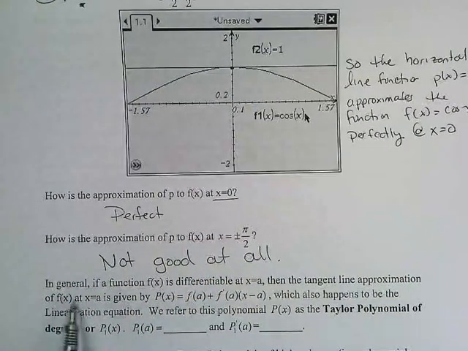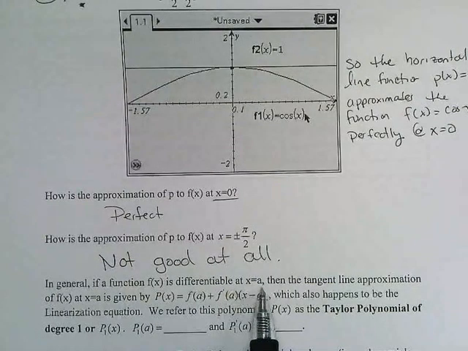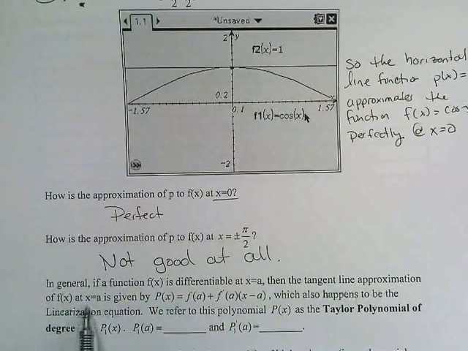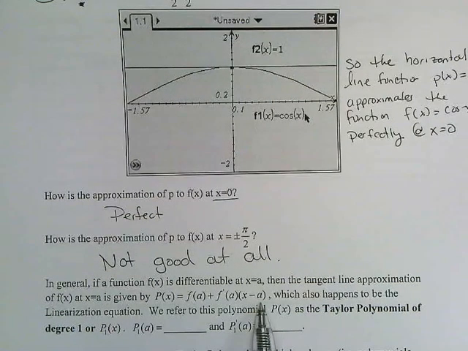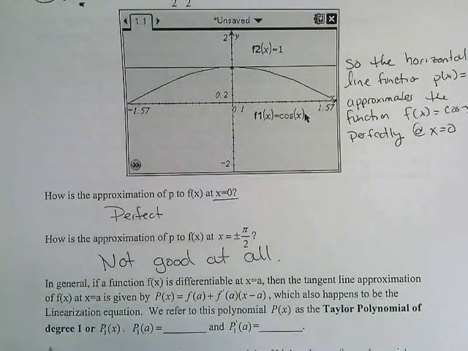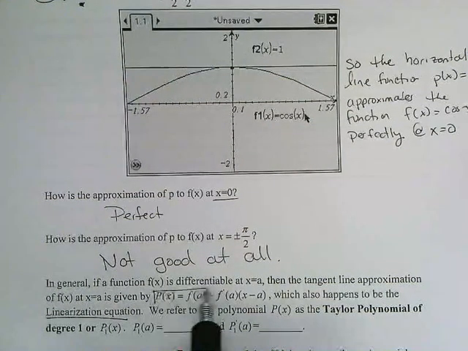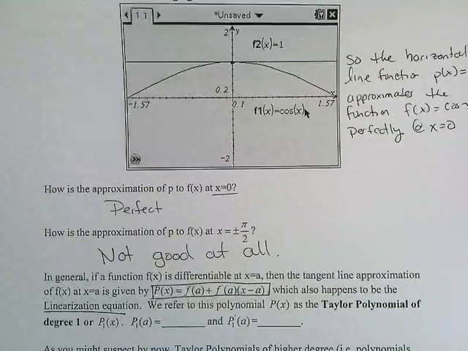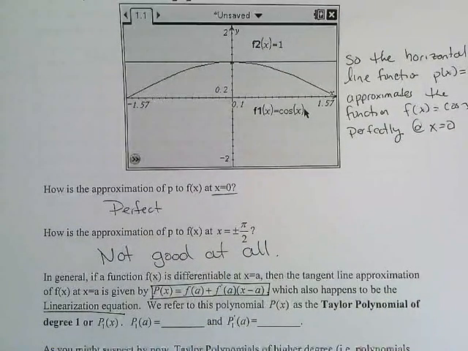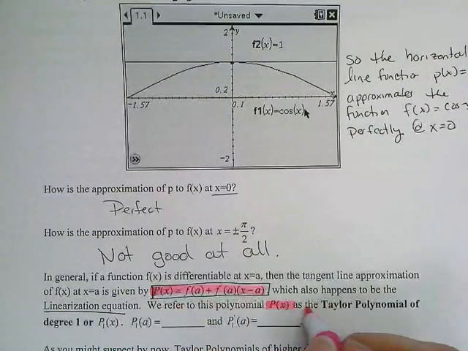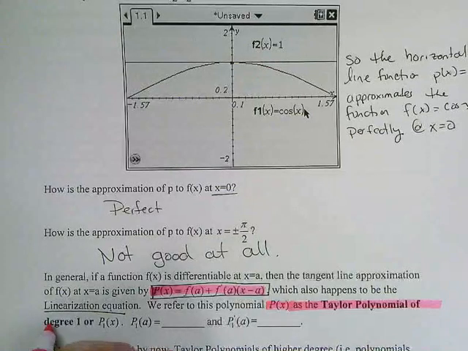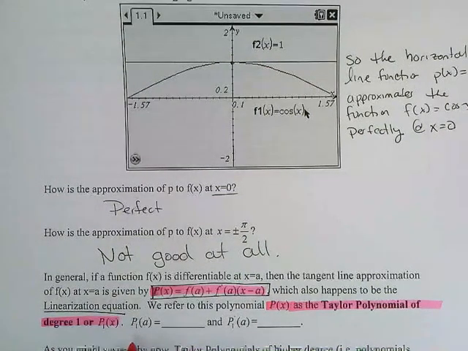Okay? So in general, if a function f of x is differentiable at x equals a, then the tangent line approximation of f of x at x equals a is given by p of x equals f of a plus f prime of a times x minus a, which also happens to be the linearization equation. So nothing new, but now we are adding it to our power series approximation, and we refer to this polynomial p of x as the Taylor polynomial of degree 1, or p1 of x.